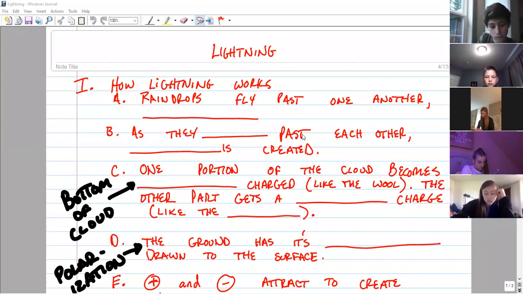Good question. Any other questions? We're through letter C. Could you repeat letter C? Yeah. The most important part to get out of letter C is simply that one portion of the cloud becomes negatively charged and the other portion of the cloud becomes positively charged.